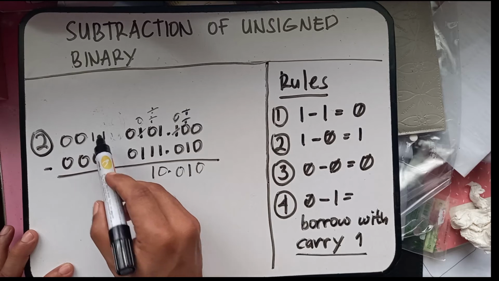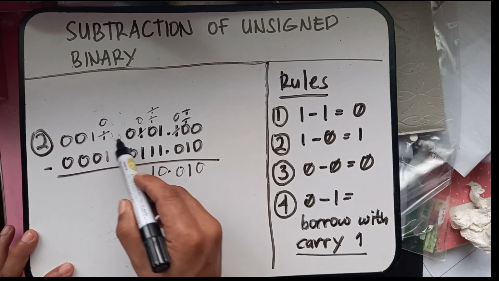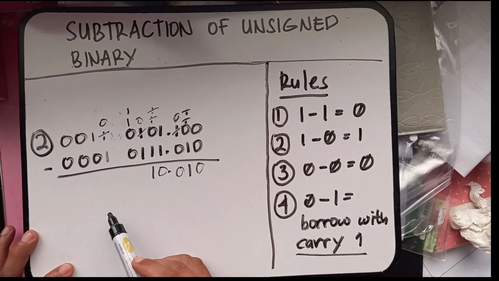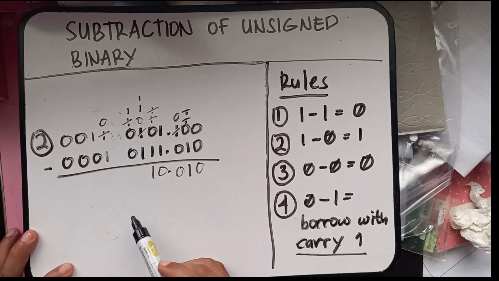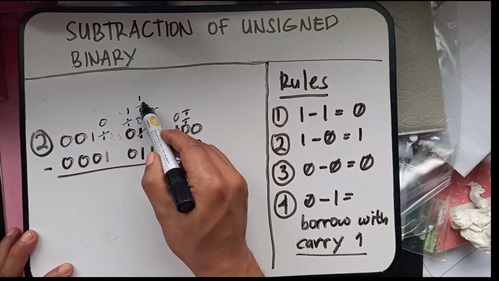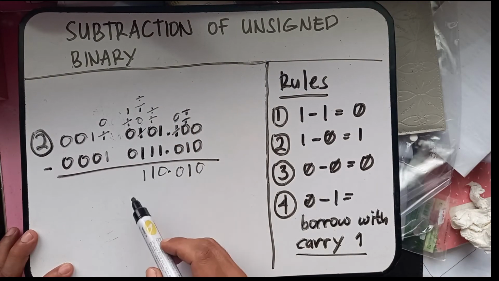So we can borrow from here. This becomes 0, and carry at the next bit at the right. And then borrow from here, so carry at the next bit at the right again. So 1 minus 1, that is cancelled out. So what will remain is just 1.